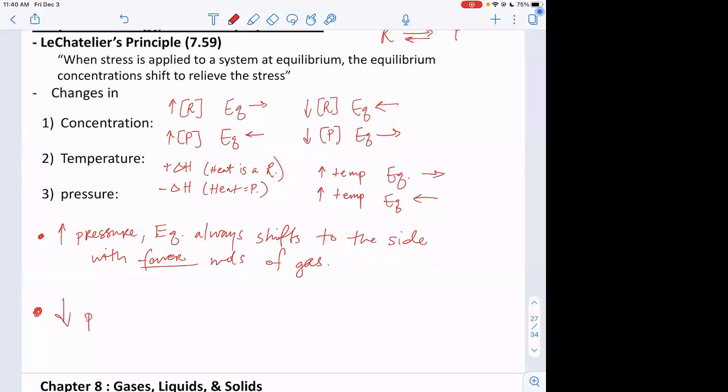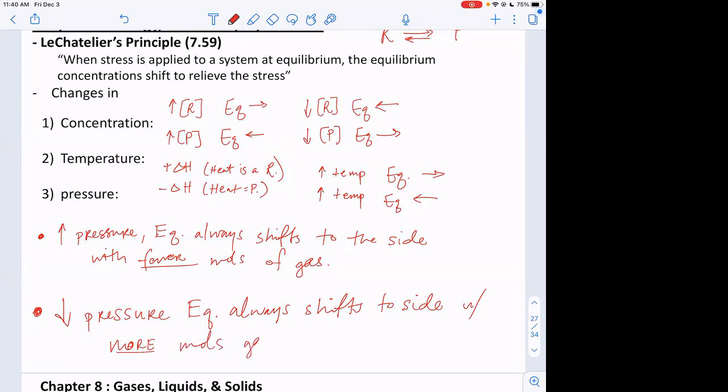But if you decrease pressure, we get the opposite. Equilibrium always shifts to the side with more moles of gas.